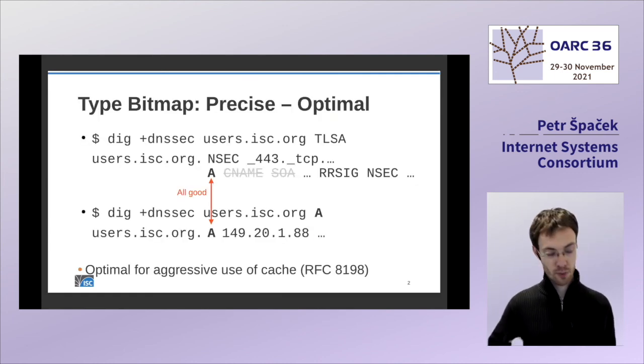Just a quick recap. The type bitmap is a list of types which exist on a given name. So here on the slide, we have the precise type bitmap. We can see that on the name users.isc.org, only 3 types do exist. It's the A and a mandatory RRSIG and NSEC, and that's it.